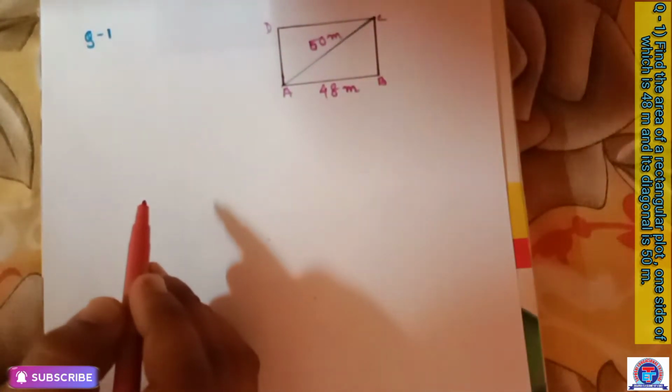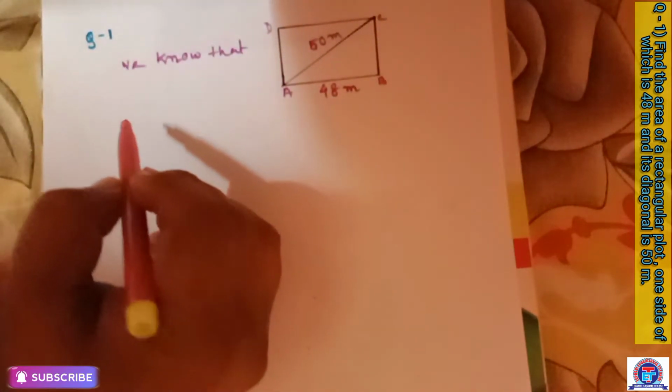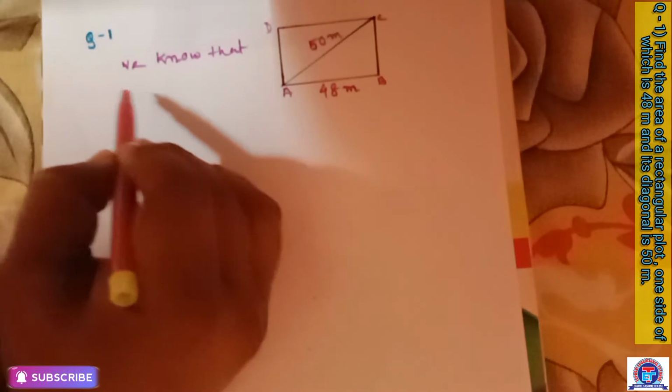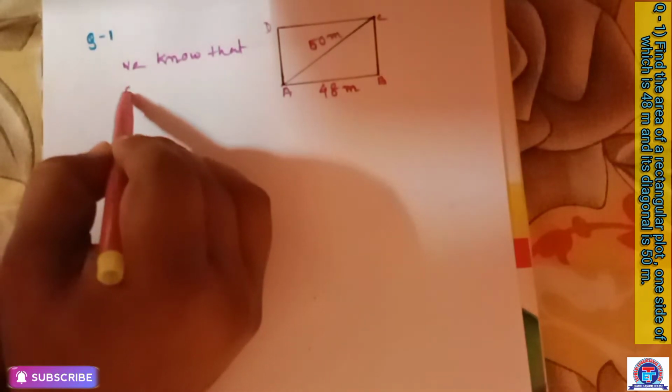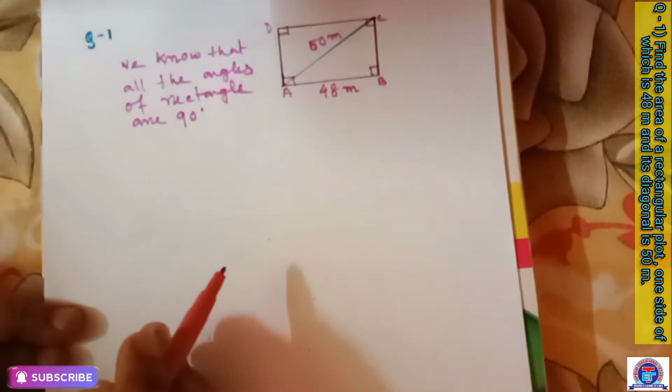So on this basis we write there, we know that all the angles of a rectangle are 90 degrees. That means these angles are each 90 degrees, correct?